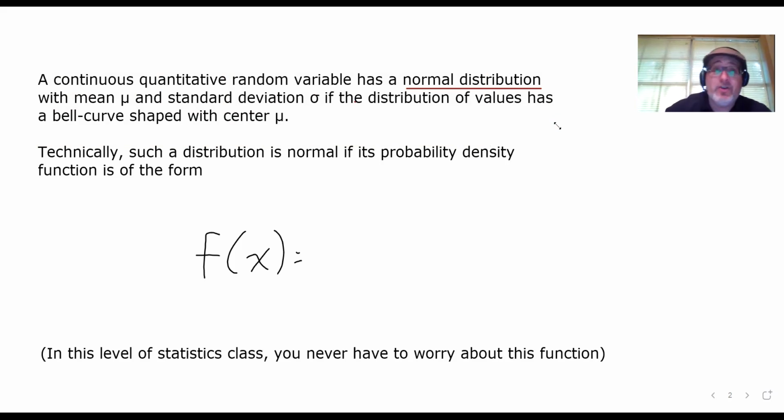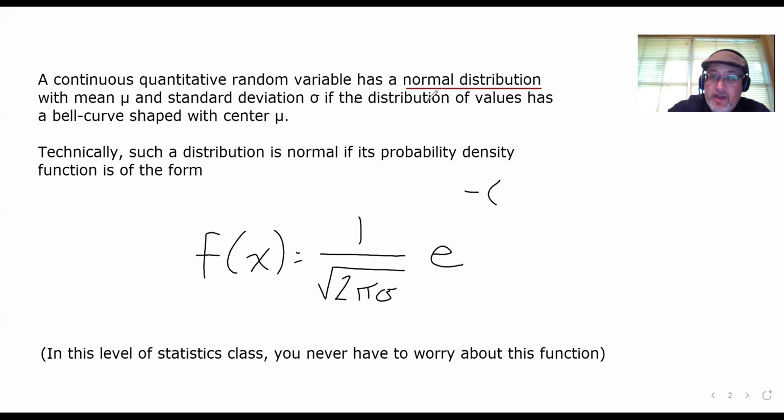Technically speaking, and this goes way beyond what this course needs to do, I just wanted to let you know that this isn't just some random picture somebody drew. Technically, such a distribution, if normal, has a probability density function of the form f of x equals 1 over the square root of 2 pi sigma, where sigma is your standard deviation, times e to the negative x minus mu squared over sigma squared. Now, there's a good chance you've never seen this function, and honestly, you don't even need to see it now. You're not going to have to worry about this. I'm just letting you know that a bell curve is just a graph.